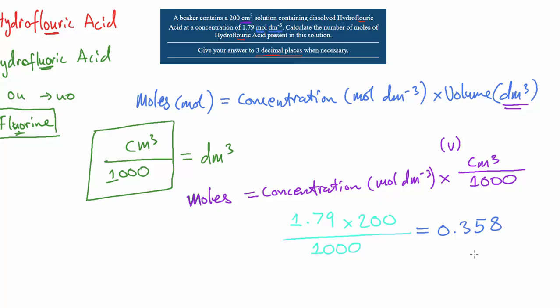And beyond that, we need our units. What we've done effectively, of course we've done a conversion here, is we've taken moles per dm cubed, multiplied it by dm cubed, so this effectively cancels and we're left with our units, moles. So the answer is going to be 0.358 moles. That's the unit that needs to accompany the answer.